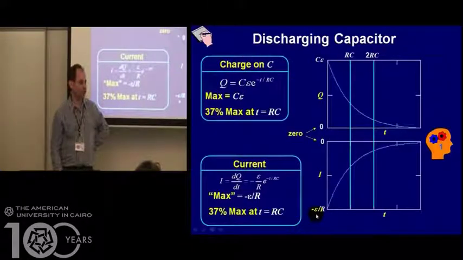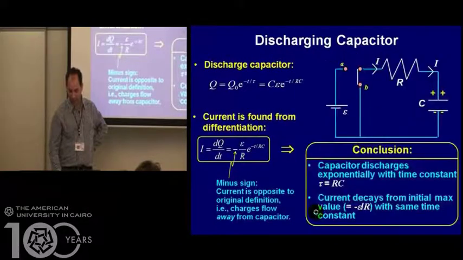And remember that current is in the opposite direction to the original current, because if you are charging the capacitor, let's get the circuit back. If you are charging the capacitor, the current is going to flow in that direction. It's going to flow clockwise. When you discharge the capacitor, the current is going to flow counterclockwise. That's why you get that negative sign here.